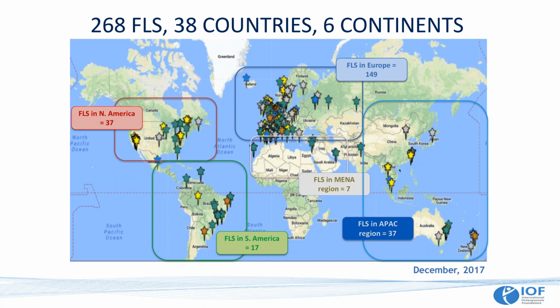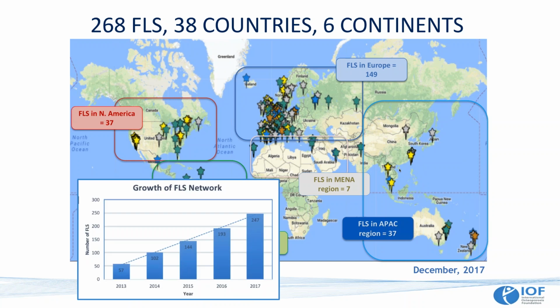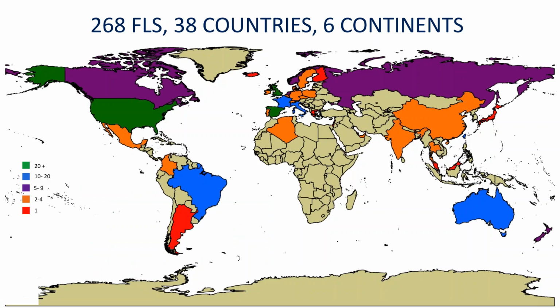We now have almost 270 FLSs across 38 countries and 6 continents, and you can see the geographic spread. And over the years, more and more FLSs have joined, and we think we've got about 30 to 40% of the FLSs in some countries, whereas in other countries we have low numbers. And when you look at this picture of the world, the countries are color-coded depending on how many FLSs they have per country.